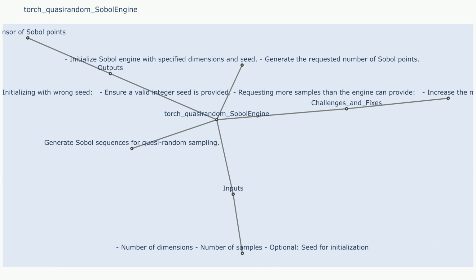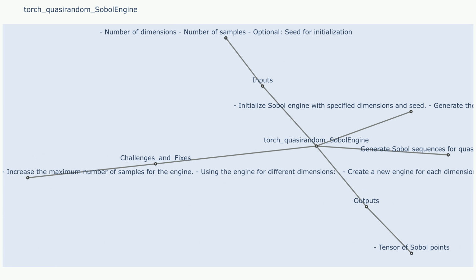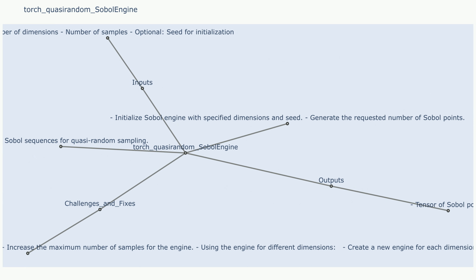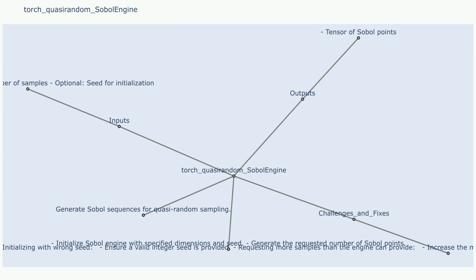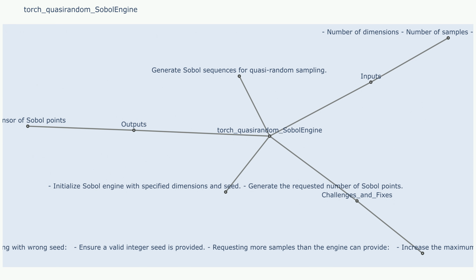Challenge 2. Ensuring reproducibility when using scrambled Sobol sequences. Sample use case that resulted in challenge 2: a user wants to generate the same scrambled Sobol sequence multiple times for a specific experiment. Fixes to challenge 2. While scrambled Sobol sequences are designed to appear more random, they are still deterministic. To guarantee reproducibility, use the same seed value when initializing the SobolEngine.